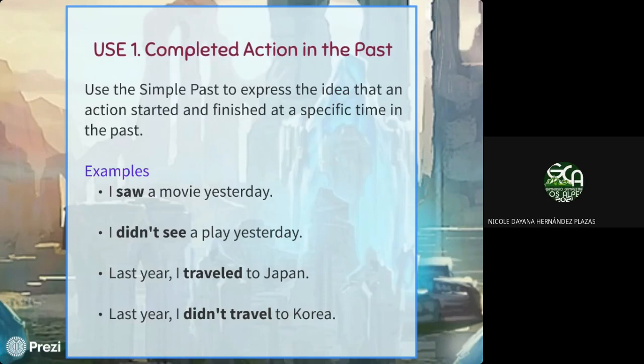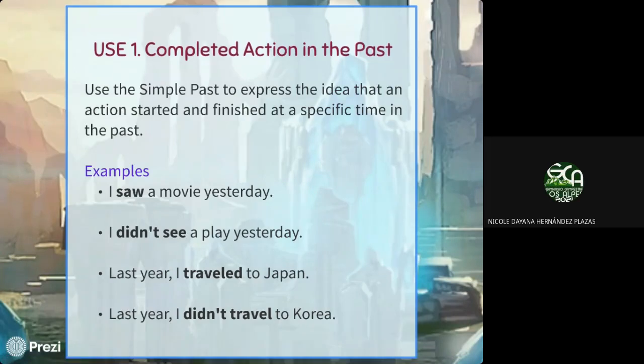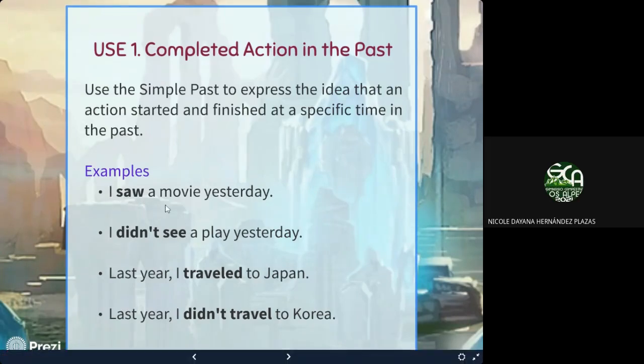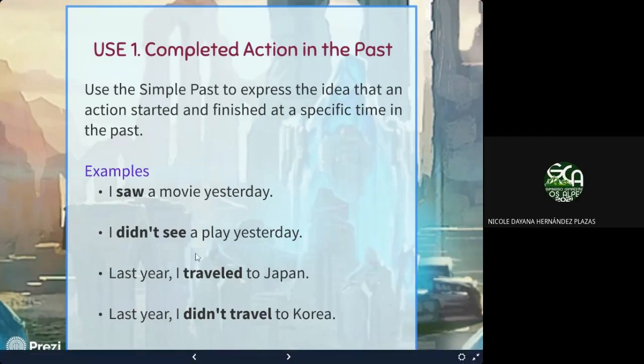About the second example, what does it mean when we say I didn't see a play? Oh, it is just a misspelling. I'm sorry. Sí, aquí. I didn't see or I didn't play yesterday. Es que aquí iba a poner I didn't see a movie. Es en el video borrado. I'm sorry. It's my bad. But look at this. I saw a movie yesterday. Y aquí te quería poner en negativo, pero... So I didn't play yesterday. Omitan este sí, please. I'm sorry. So, I saw a movie yesterday. I didn't play yesterday. Last year I traveled to Japan. Last year I didn't travel to Korea.